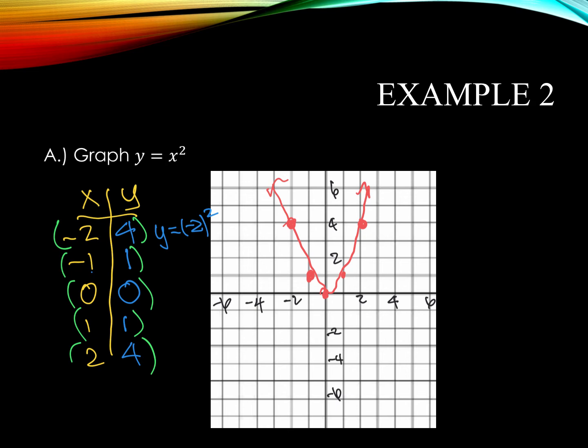Now, one thing I would like to point out, please make sure that you label your x and y axis at least somewhere so I know if you're going by 1s or 2s or 10s. Okay, so make sure you have a correctly labeled x and y axis somewhere.